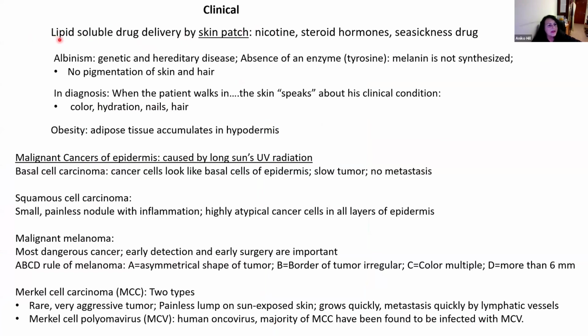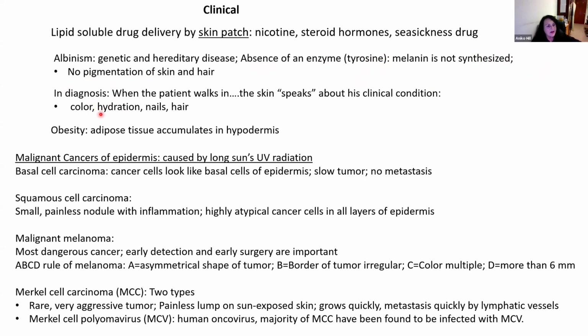But lipid soluble drugs can be delivered by skin patch, like nicotine, if somebody's suffering from cigarette withdrawal syndromes, steroid hormones, seasickness drugs. Albinism is a genetic hereditary disease where there is an absence of the enzyme tyrosinase, so basically melanin is not synthesized. So it's pretty dangerous if there is no pigmentation of the skin. So again, you have to hide from the sun.